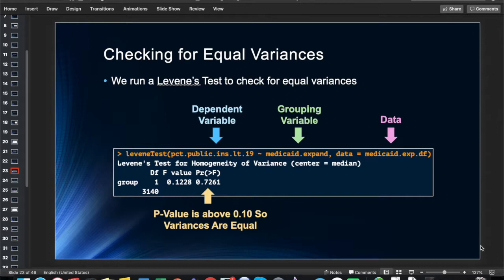So we look at the p-value from the Levene's test in order to test for equal variances. So that's what we would do here. Does that make sense?